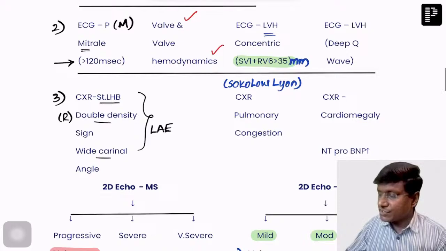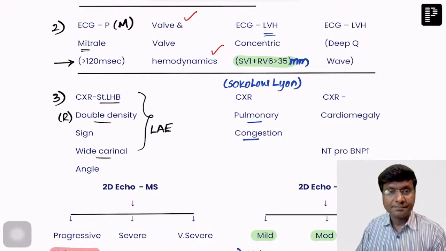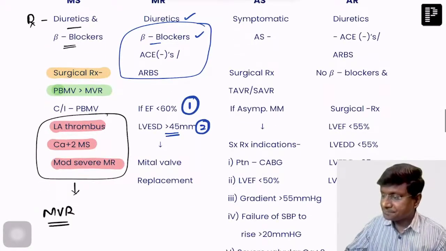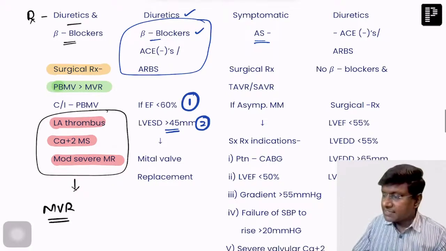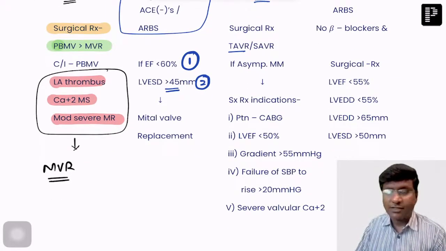Then what does the chest X-ray show? The chest X-ray will show you that there is pulmonary congestion. Why? Due to pulmonary edema. Then how do you treat these patients with AS? What did I tell you? If the patient is having symptomatic AS, you don't have any other option except surgical treatment. And the surgical treatment options are TAVR, that is transcatheter aortic valve replacement, or SAVR, which is surgical aortic valve replacement, right?